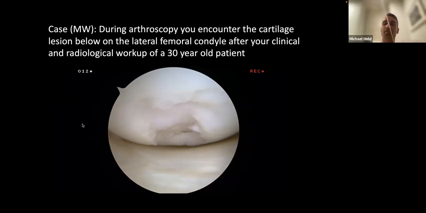Okay, so this is another patient now. You're doing this arthroscopy right now. You've passed your exam. You started private practice, and this is your first scope. When you're looking at this, just tell me what you see and what you would do now.